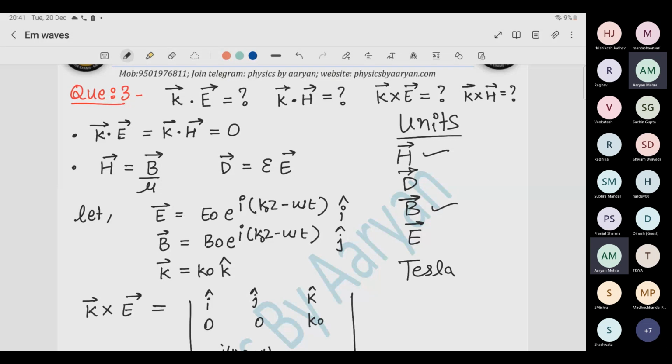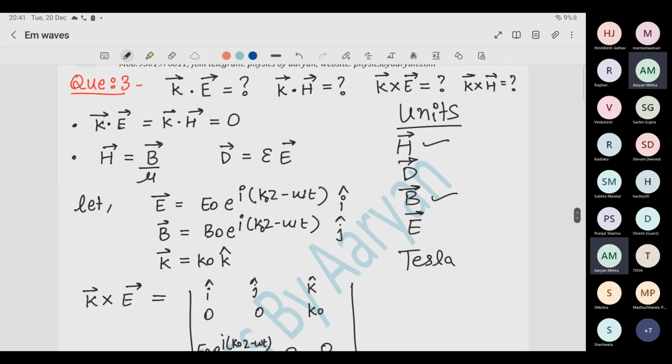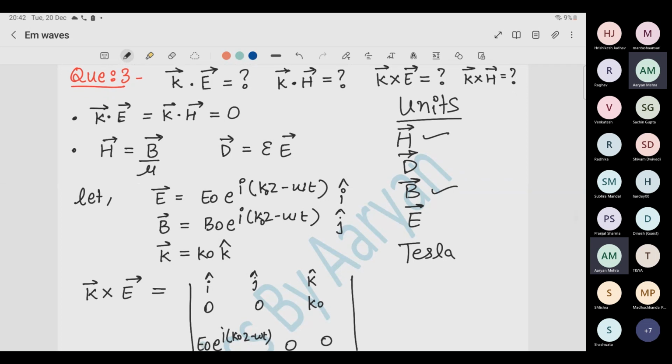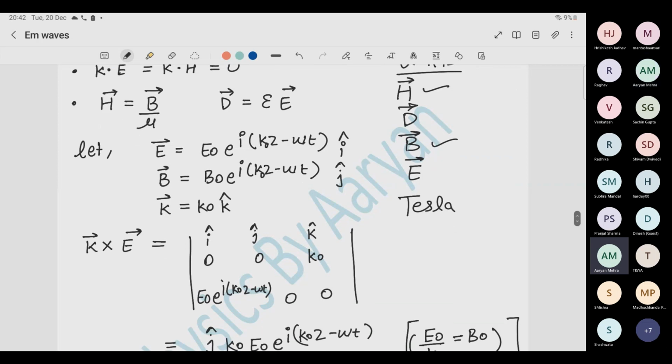Okay, so there is a simple mathematical relation between H and B, that is H equals B by mu, that you all know, and D equals epsilon E, that you also know. So we now need to find what is K cross H and K cross E, because that we don't know. K dot E and K dot H is 0, that we know. So how do you find that? One way is we go very general, but we don't need to go that general. We can just assume any electric field. So let's assume the electric field is towards I cap. Can you tell me, by looking at this equation, in which direction the EM wave is moving?